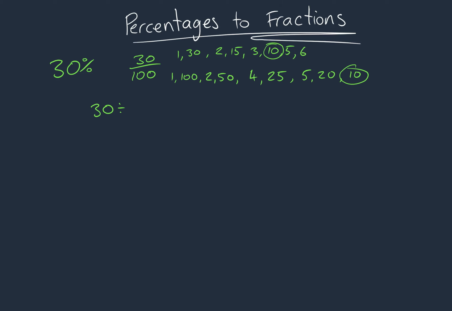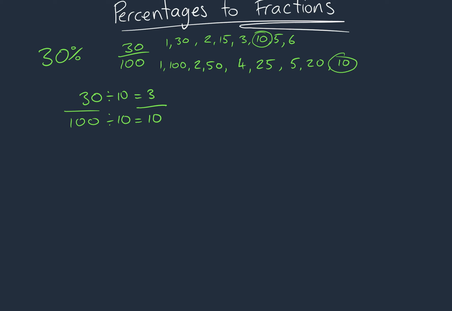So 30 divided by 10 equals 3. 100 divided by 10 equals 10. So my simplified fraction ends up being 3/10. One last example. If I had 65%, 65% is 65 parts out of a total of 100 parts. Now, to simplify that one, I could start with, say, dividing both of those by 5. So I'm going to divide that by 5, divide that by 5.